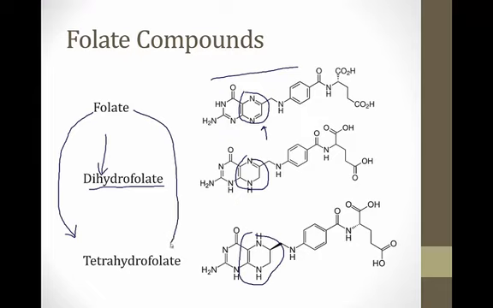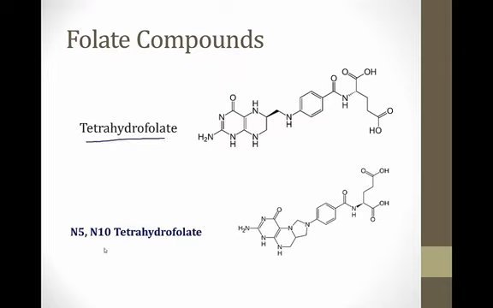So all these structures look very similar. Their main differences are in this one ring right here and the number of double bonds that are present. Tetrahydrofolate can then be converted to N5-N10 tetrahydrofolate by adding a carbon right here that connects over to here, and you can see that carbon in this molecule down right here. And that is the carbon that is going to be donated to uridine to create thymidine.